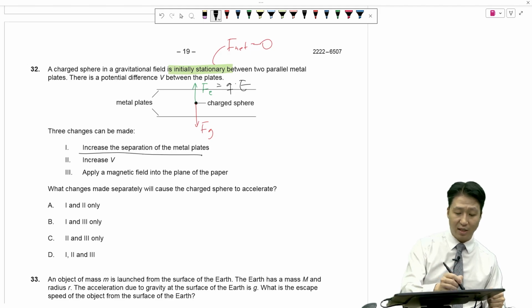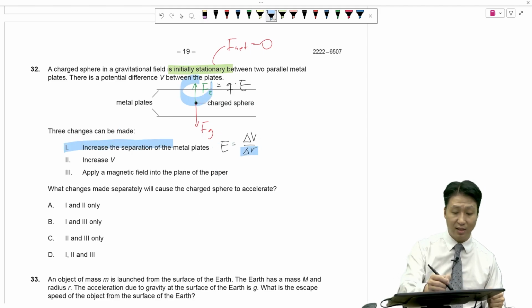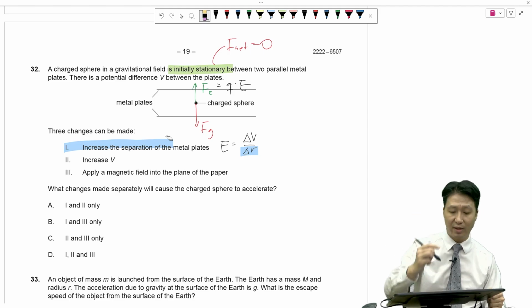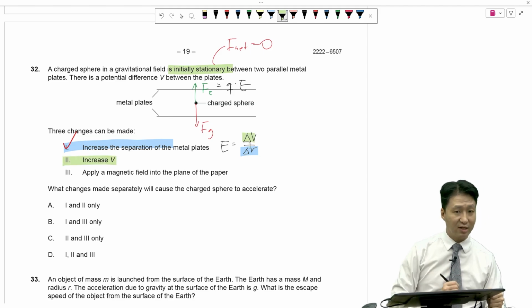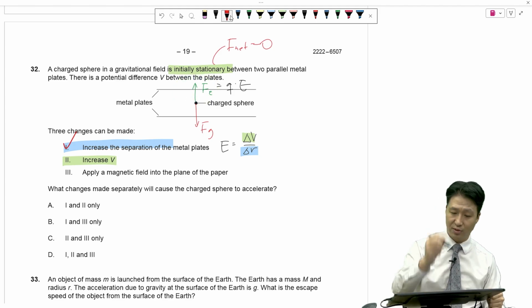So 1, if you increase the separation, the electric field, which is the voltage difference divided by the distance between the plates, becomes weaker, which means this force becomes smaller and it will start dropping. So it will cause it to accelerate. Good. 2, if you increase the voltage, you make the electric field stronger. The electric force will become stronger and will accelerate upwards. So this also makes it accelerate.